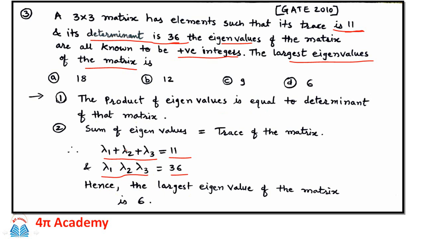So by these two equations we can get the largest eigenvalue of the matrix as 6. Because this sum should be 11 and the product should be 36, the largest value satisfying these two conditions for the eigenvalue is only 6, and the option is therefore D as the correct option.